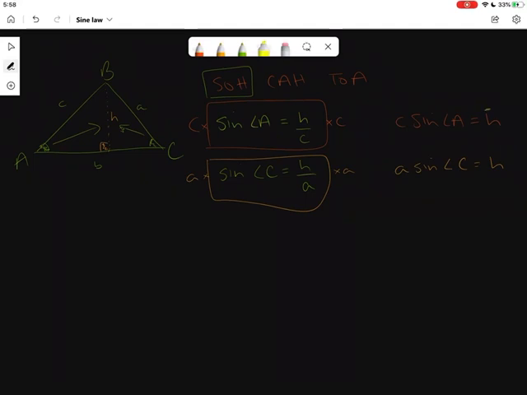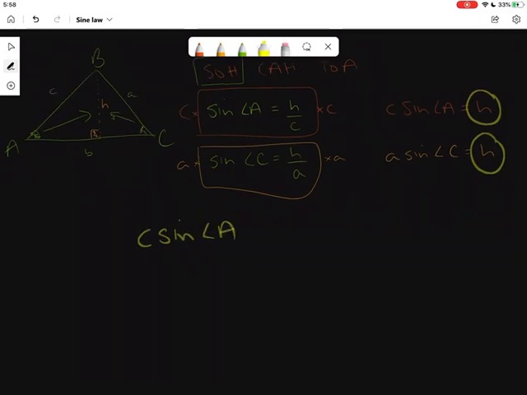If I look at the letter H, I actually have two expressions for the same length. I have H is equal to C times the sine of angle A. But then I'm also saying that this expression is equal to A times the sine of angle C. So the left-hand side equals H, and the right-hand side equals H, which means that these two expressions must be equal to each other.